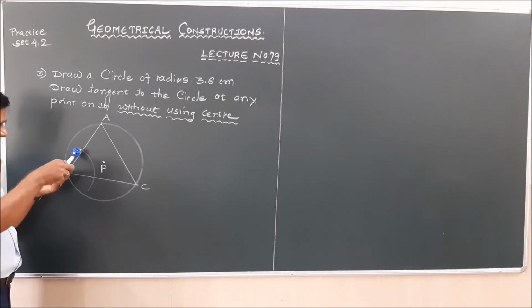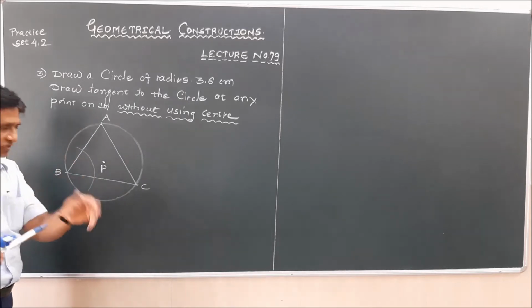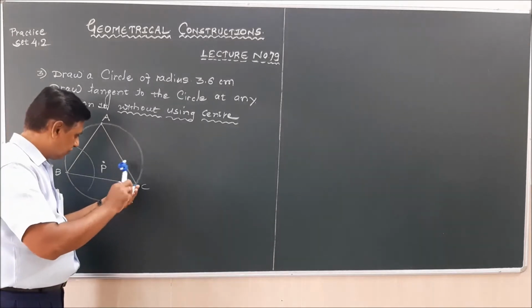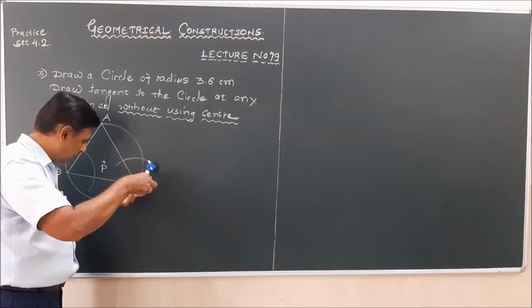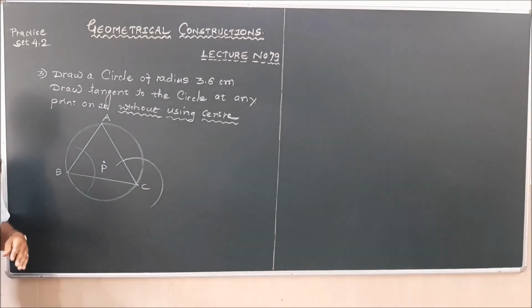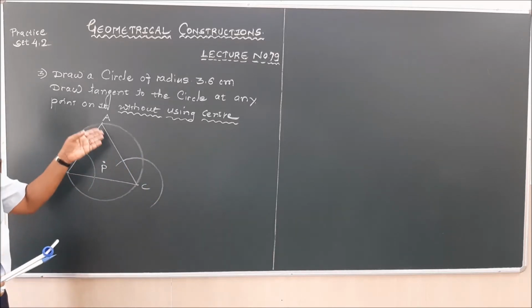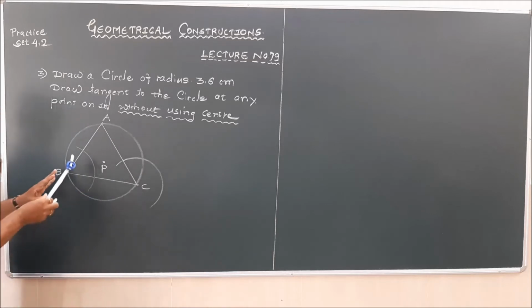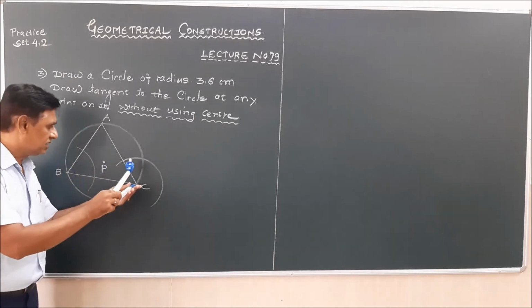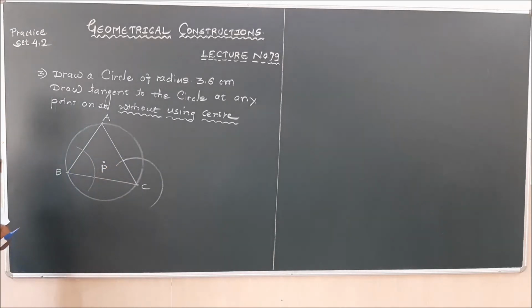See, once again I repeat. I have drawn an arc here without changing the distance. Place the middle point on C and draw an arc, but this time this arc must intersect AC. That is the precaution we have to take: this arc must intersect side AC. Draw an arc without changing the distance, place the middle point on C, and draw an arc.